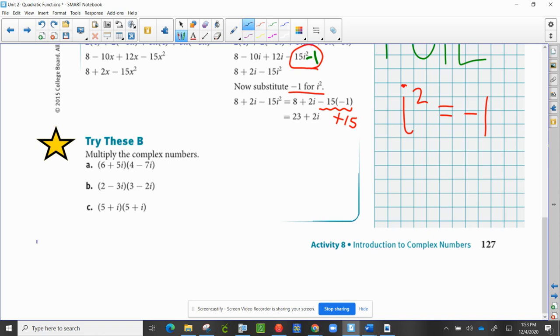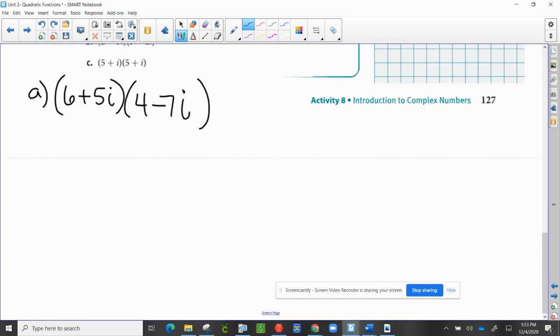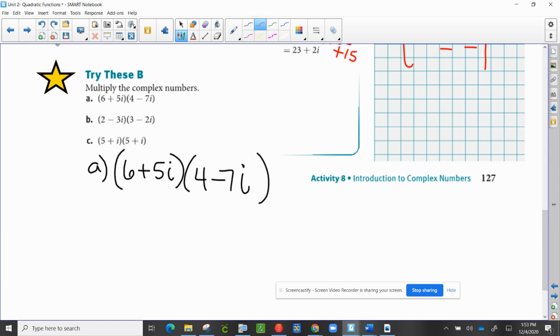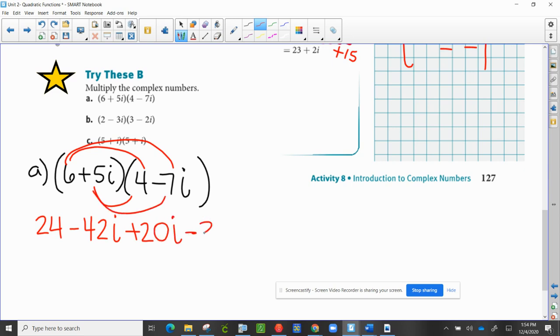So let's look at A. I'm going to do my work at the end here to give myself a little bit more space to work. So we're going to take 6 plus 5i and multiply by 4 minus 7i. I'm just going to distribute this like I normally would any other binomial. So my first terms, 6 times 4 is 24. Then my outer terms, 6 times -7i is -42i. Then we have my inner terms, 5i times 4, so that's +20i. And then my last terms here, it becomes -35, i times i is i squared.